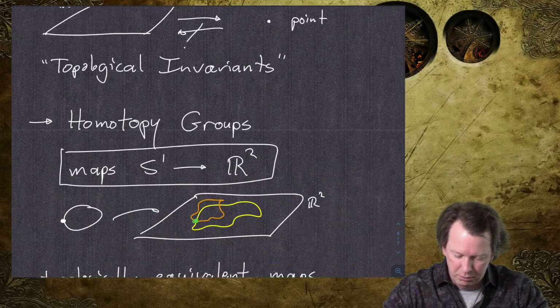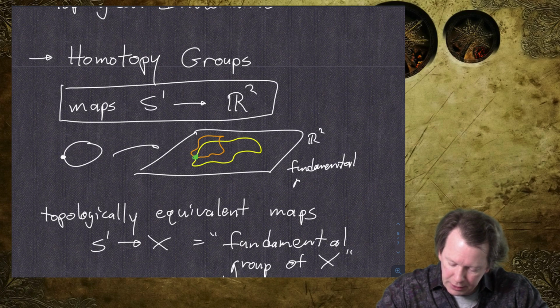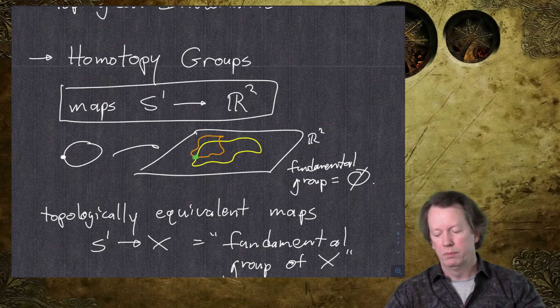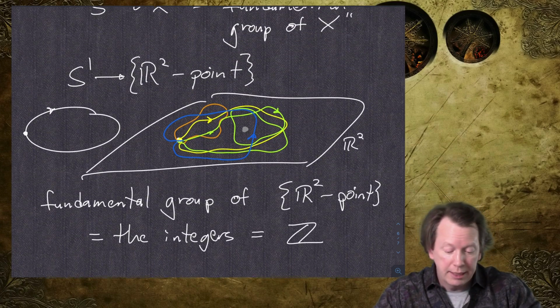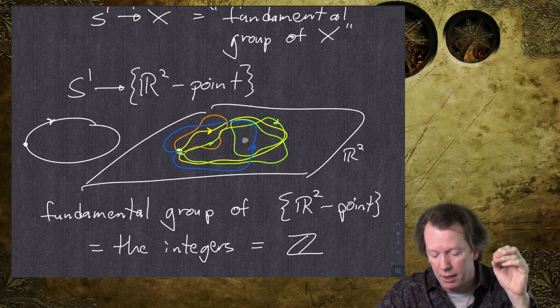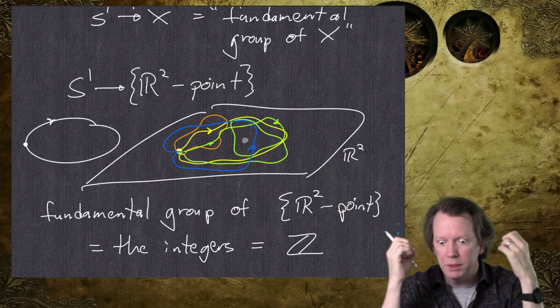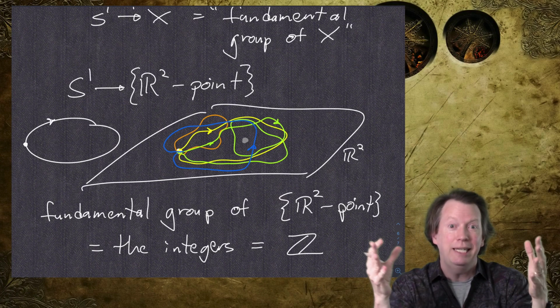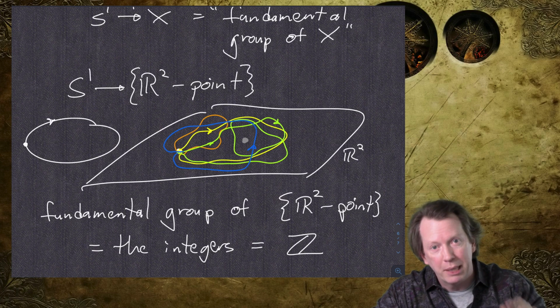Whereas the fundamental group of R2, where'd it go? Yes. So the fundamental group here is just the trivial group, call it 0, as opposed to the integers, okay? So this is a topological invariant. The topological invariant here is not a number, it's a whole space. The topological invariant is Z, the integers. The integers are the fundamental group of the plane minus a point.